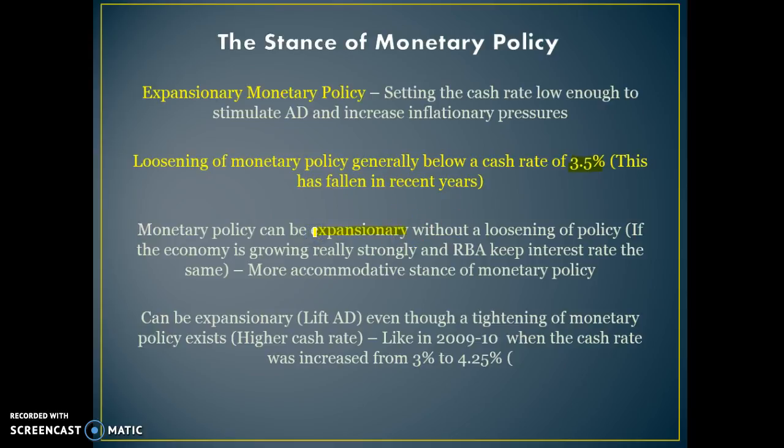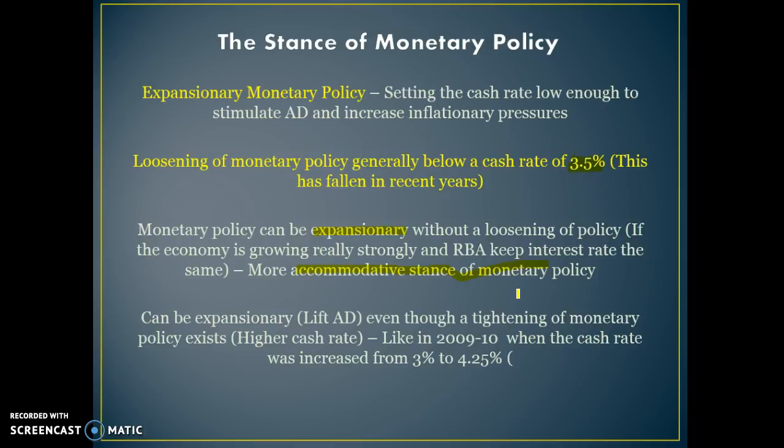So basically, monetary policy can still be expansionary without a loosening of policy. For example, if our economy was growing really strongly, and the RBA decided to keep the interest rates the same, that would still be considered expansionary monetary policy, provided it was below 3.5%. But it wouldn't be a loosening of monetary policy because they haven't actually changed the cash rate. So if the cash rate remains low enough to be expanding economic activity, it's still referred to as expansionary monetary policy or an accommodative stance of monetary policy. So the RBA don't actually have to loosen monetary policy for it to be expansionary.